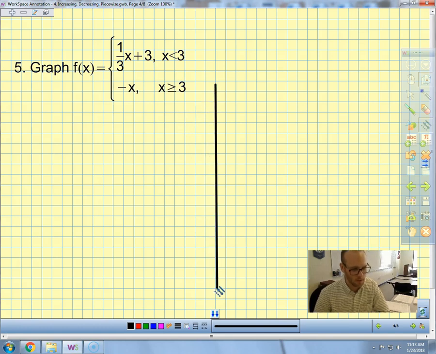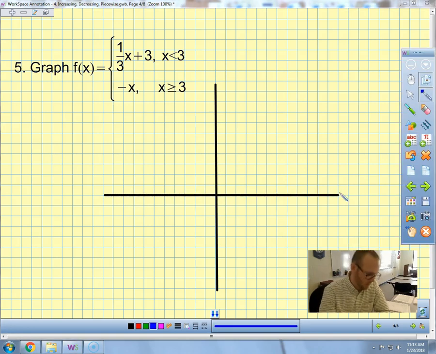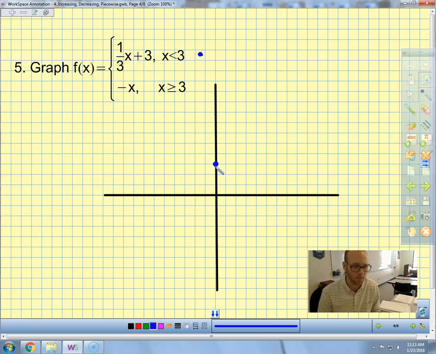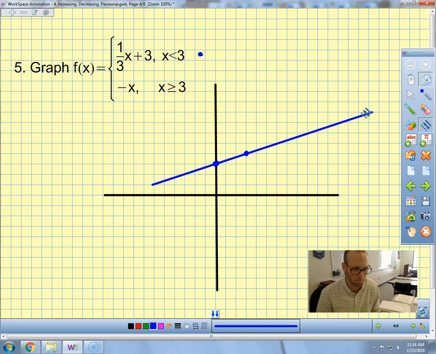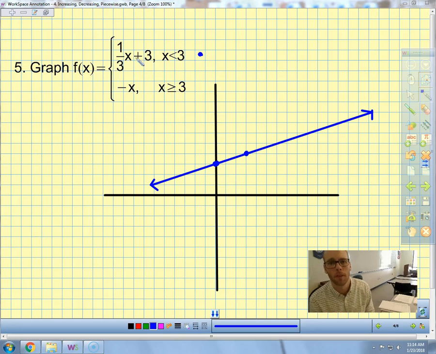Let me get x and y axis up here. So how do I go about graphing this? Well, I have to think first off, what does this first one look like? 1/3 x plus 3, we know that's a line. The y-intercept is 3. The slope is 1/3, up 1 over 3. So I graph this just like I would graph any other line. There we go. Okay, so that's what 1/3 x plus 3 looks like. We know what graphs of lines look like.